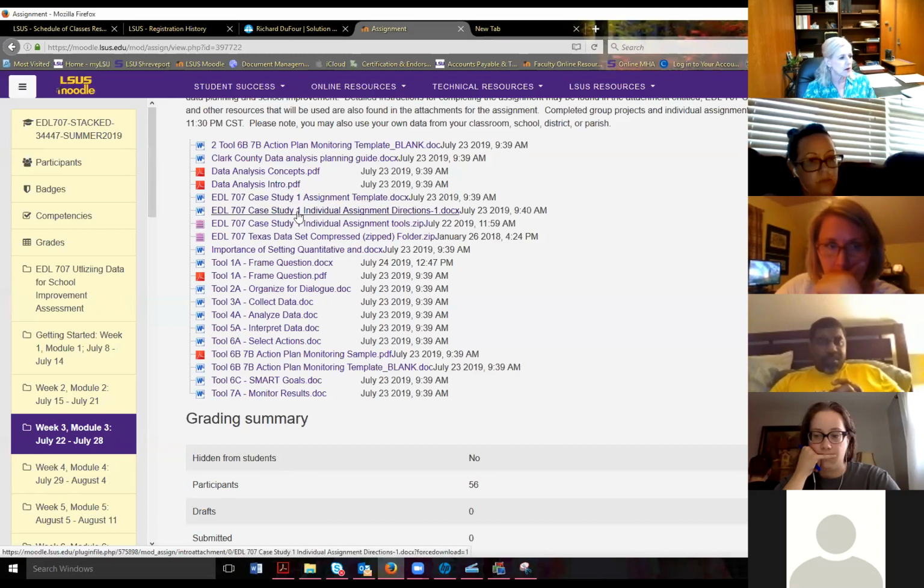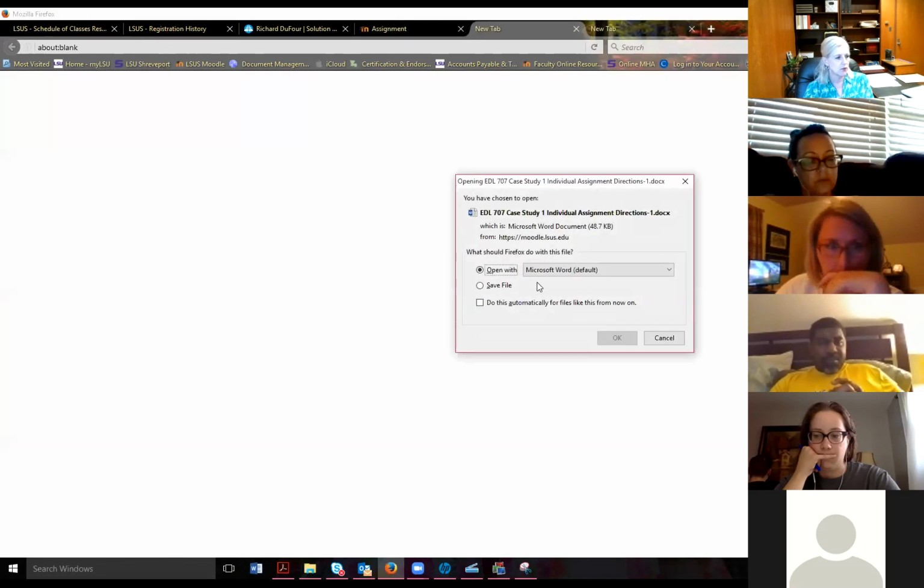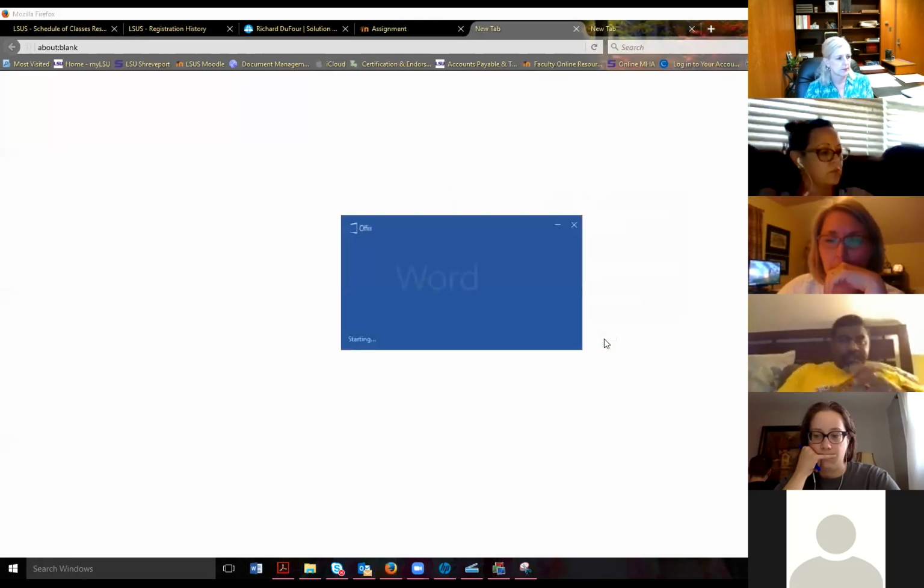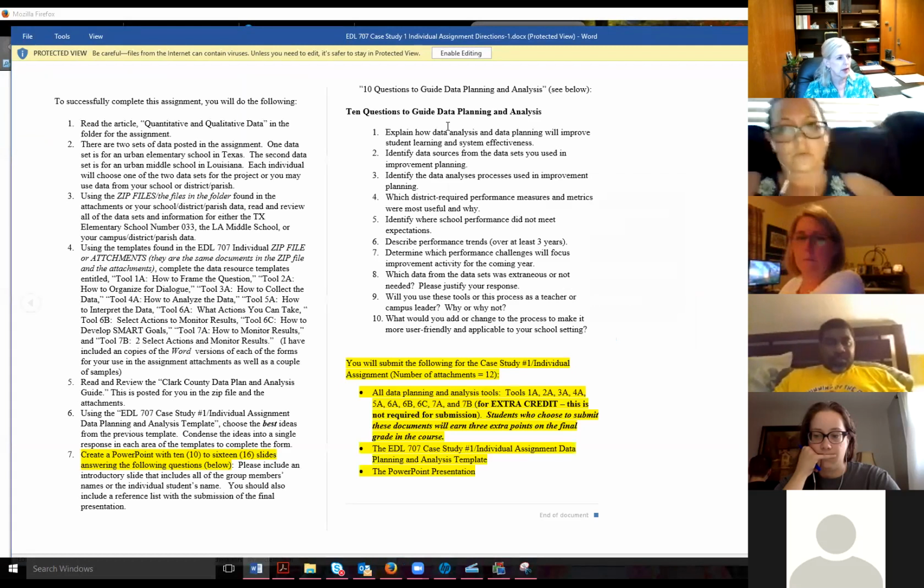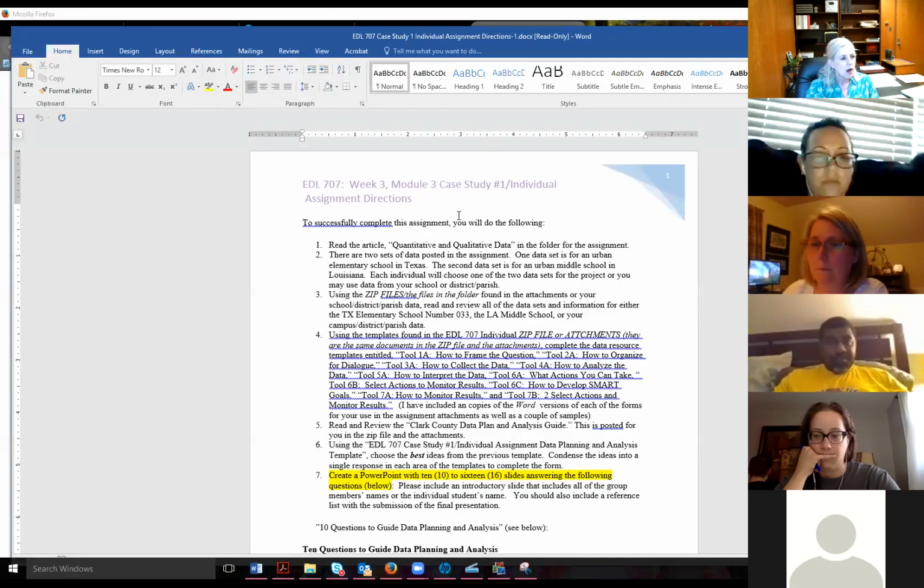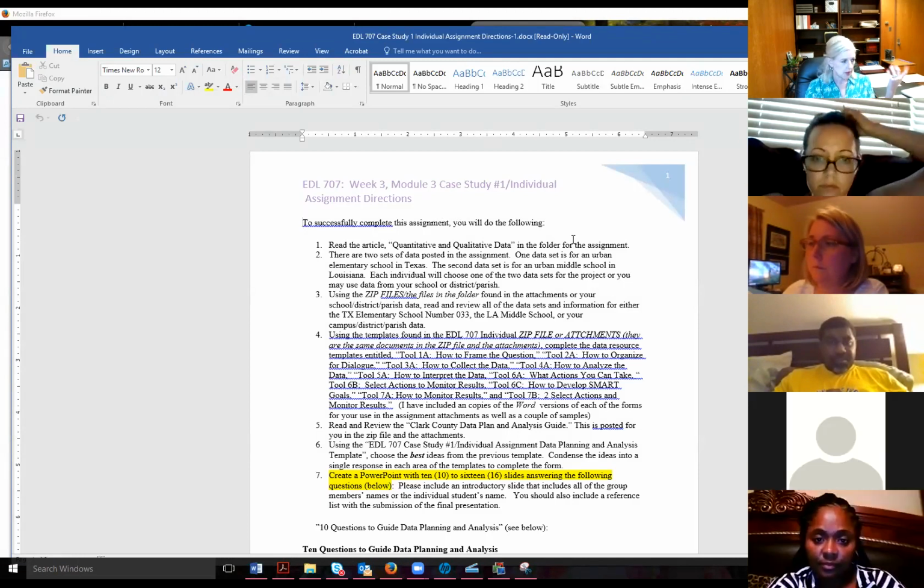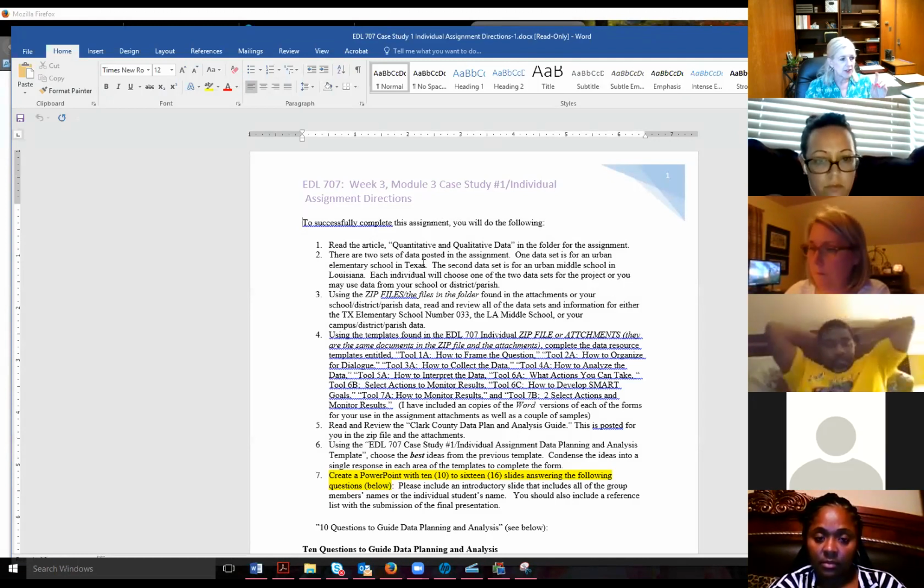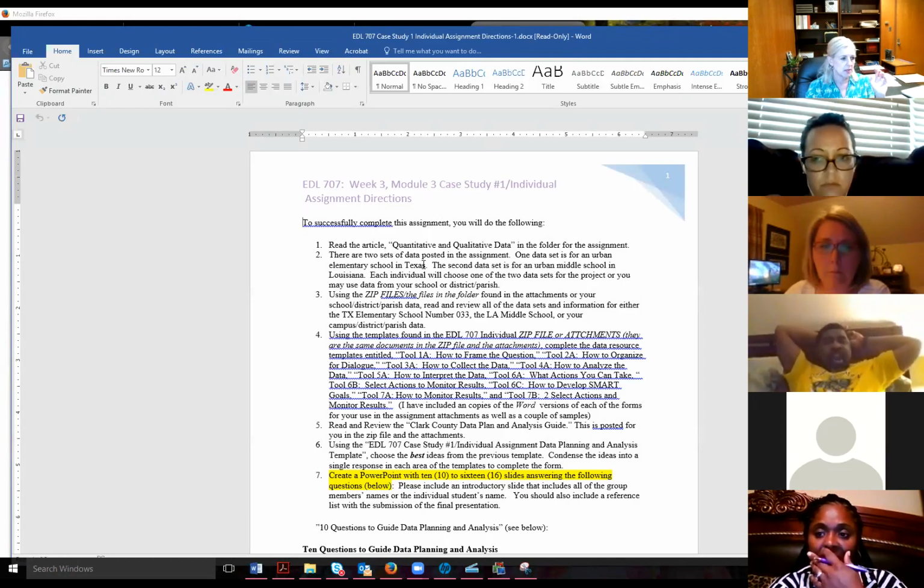So let's talk first about the directions for the assignment. Okay, sorry, let me get it to where it's not looking so wonky. Here we go. All right, so basically I'm telling you read the article. I just told you that a minute ago. There are 2 sets of data in the assignment. Actually, I think I've taken out the middle school one because it was so generic, it wasn't helpful. So we have the elementary school for Texas, okay?